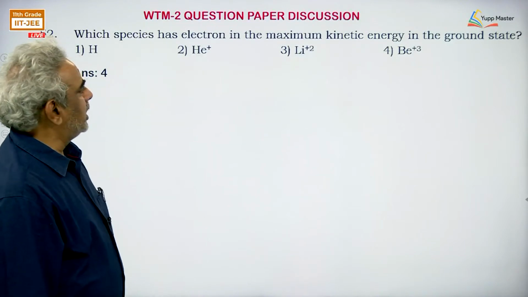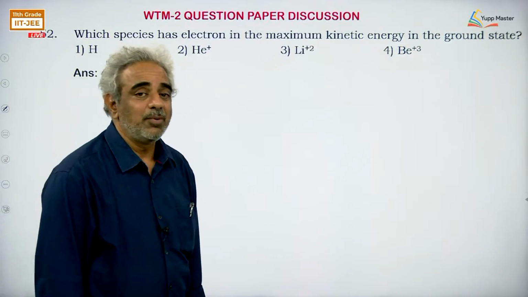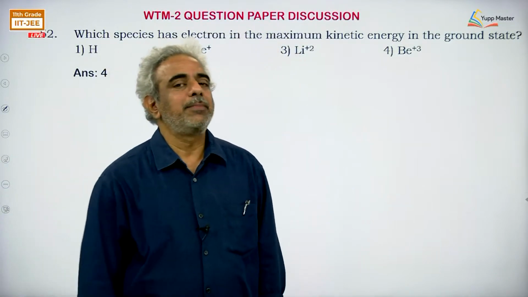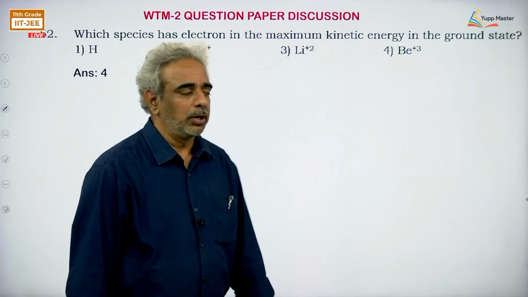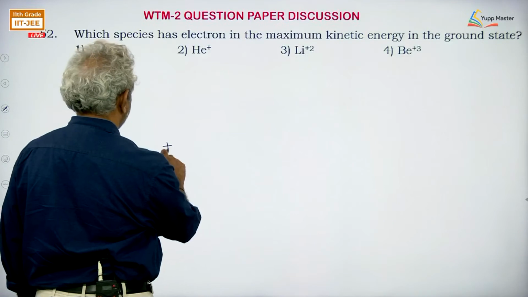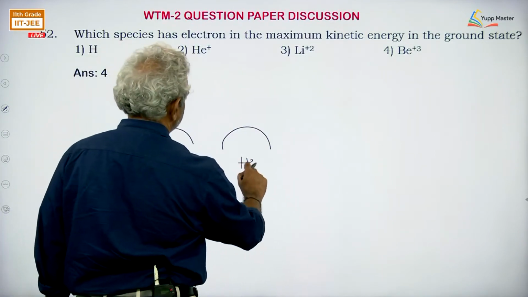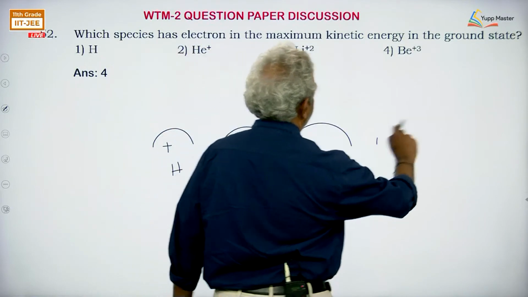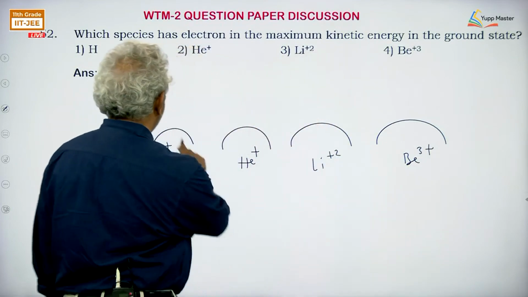And which species has the electron with the maximum kinetic energy in the ground state? This time the question is about kinetic energy. See why these questions are framed? Just to make you understand the physical meaning of electron energy. So this is hydrogen, helium plus, lithium plus 2, beryllium plus 3, whatever. So all have one electron.